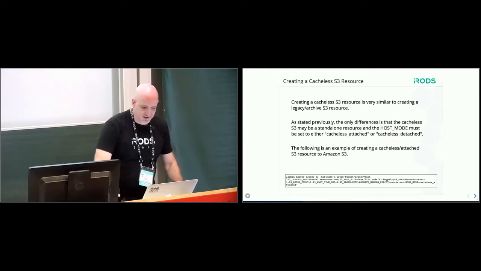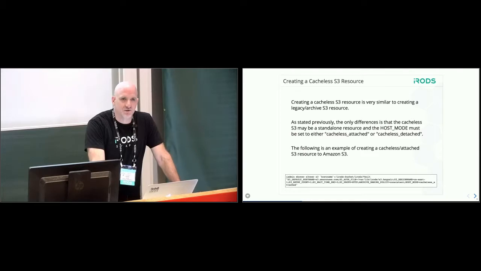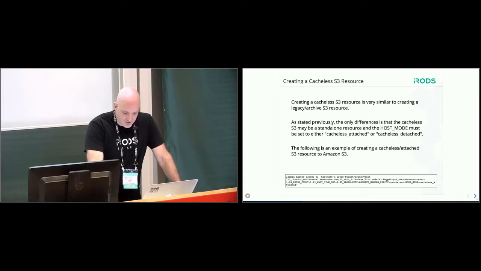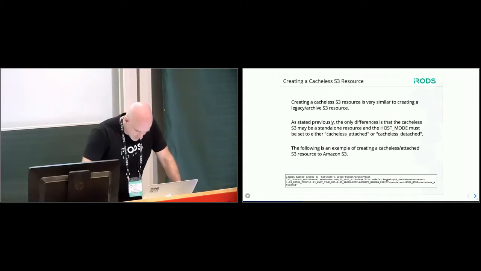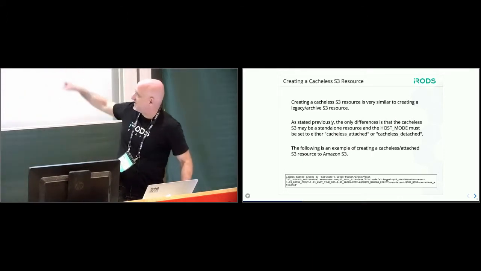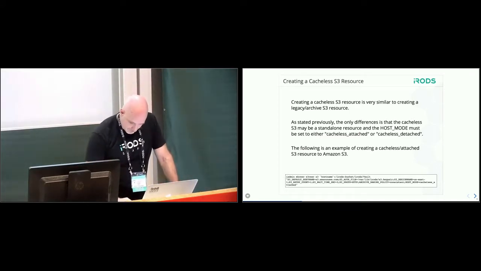Okay, so creating a Cacheless S3 resource is almost identical to creating the cached S3 resource, except you have to add the host mode parameter in the context string. If you see at the very end here, you've got the host mode cacheless attached, or it could be cacheless detached. And of course, you could set the host mode for archive attached as well if you wanted to, but that's not required.